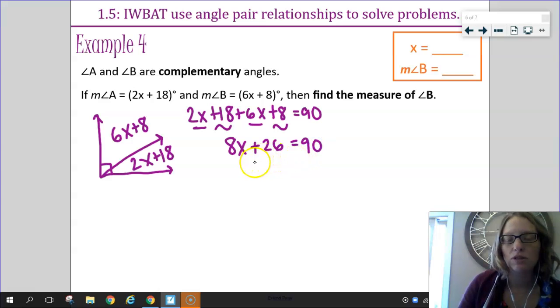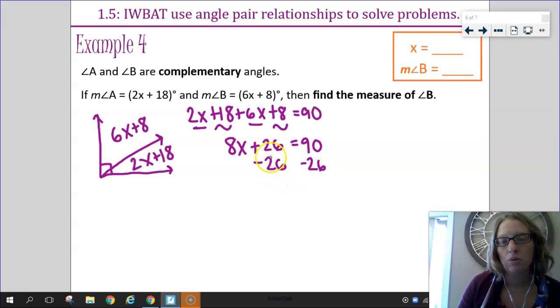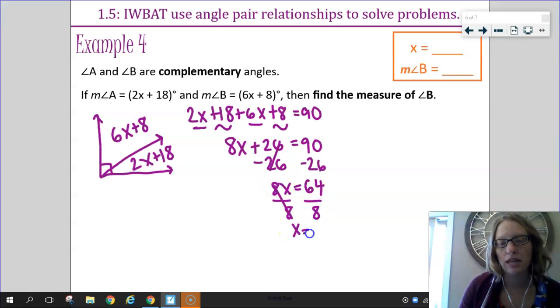Now we can start to move stuff around from each side, first subtracting 26 from both sides, which will give us 8x alone on the left side equals 64 on the right side. And our last step will be to divide both sides by 8 to get x alone, to see that x equals 8.